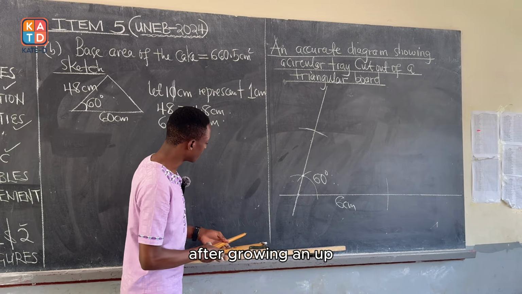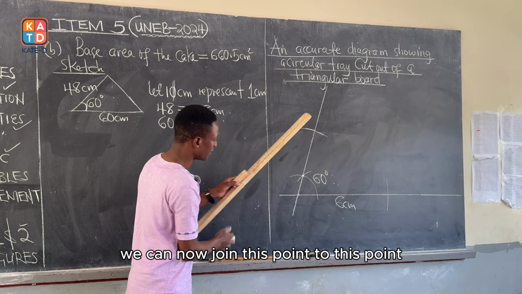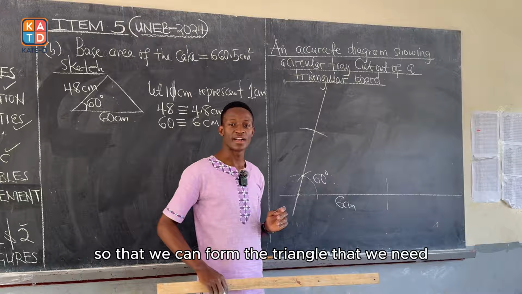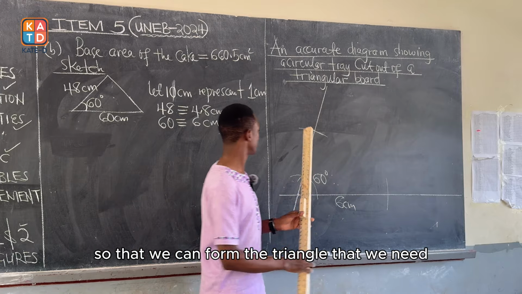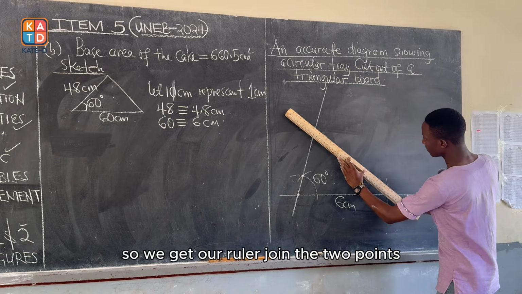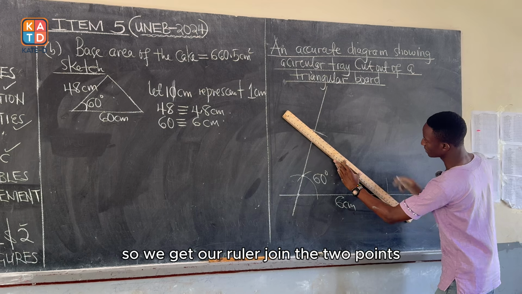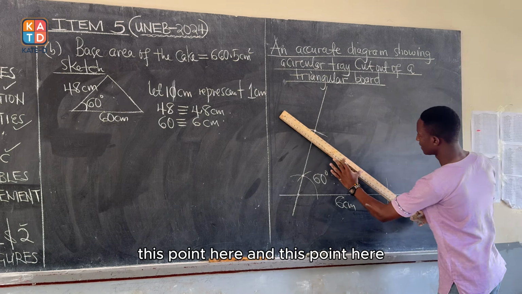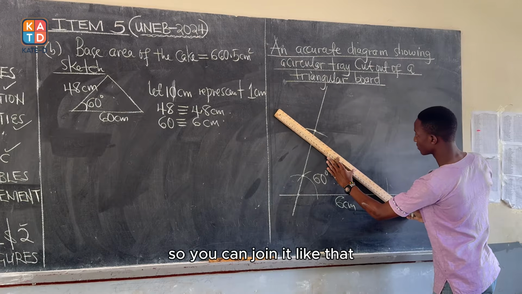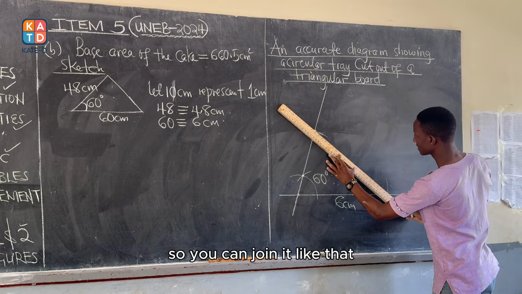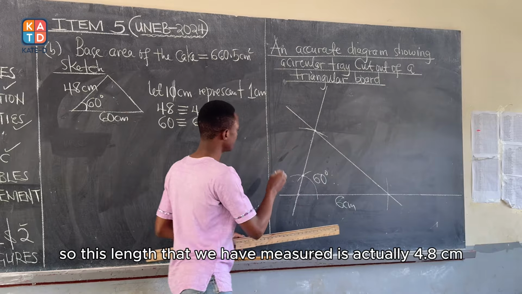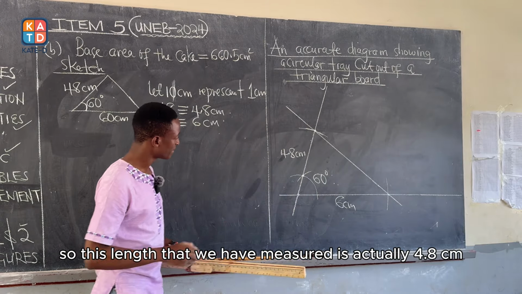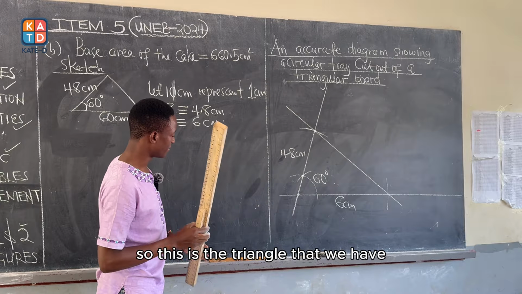After drawing an arc, we can now join this point to this point so that we can form the triangle that we need. So we get our ruler, join the 2 points, this point here and this point here. So you can join it like that. So this length that we have measured is actually 4.8 centimeters. So this is the triangle that we have.